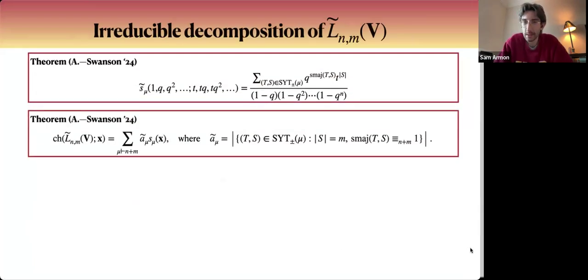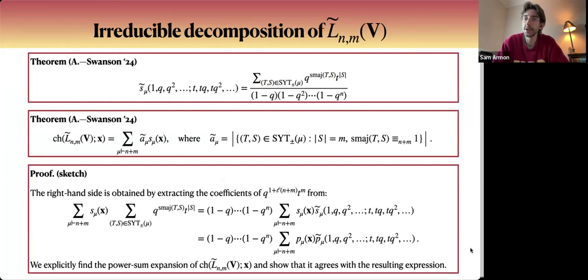Okay, and this is really the key ingredient in our proof of this theorem. Just a very hand-wavy sketch of the proof: the idea is that the expression on the right-hand side of the theorem can be obtained from the expression on the left-hand side of the proof if I just extract all the coefficients of t to the m and q to the 1 mod n plus m.